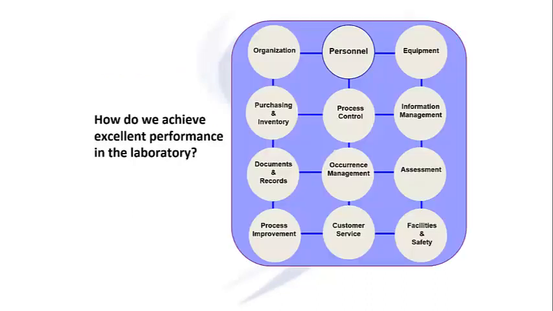And so, how do we achieve excellent performance in the laboratory? We need to address all the 12 quality system essentials: organization, personnel, equipment, purchasing and inventory, process control, information management, documents and records, occurrence management, assessment, process improvement, customer service, and facilities and safety.